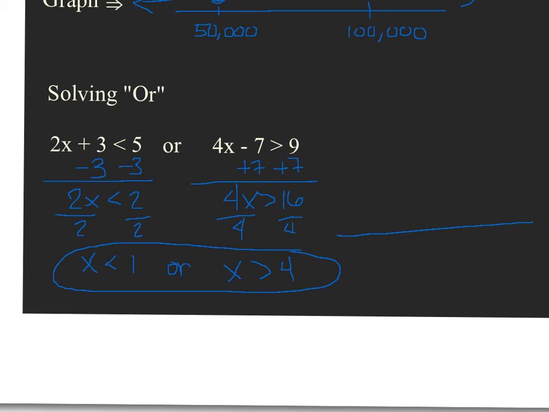The other part is my graph. I've got a 1 and I've got a 4. Now it says x is less than 1, so it's an open circle to the left. And then it says x is greater than 4, open circle to the right. And so there's this part of my graph where they go in opposite directions.